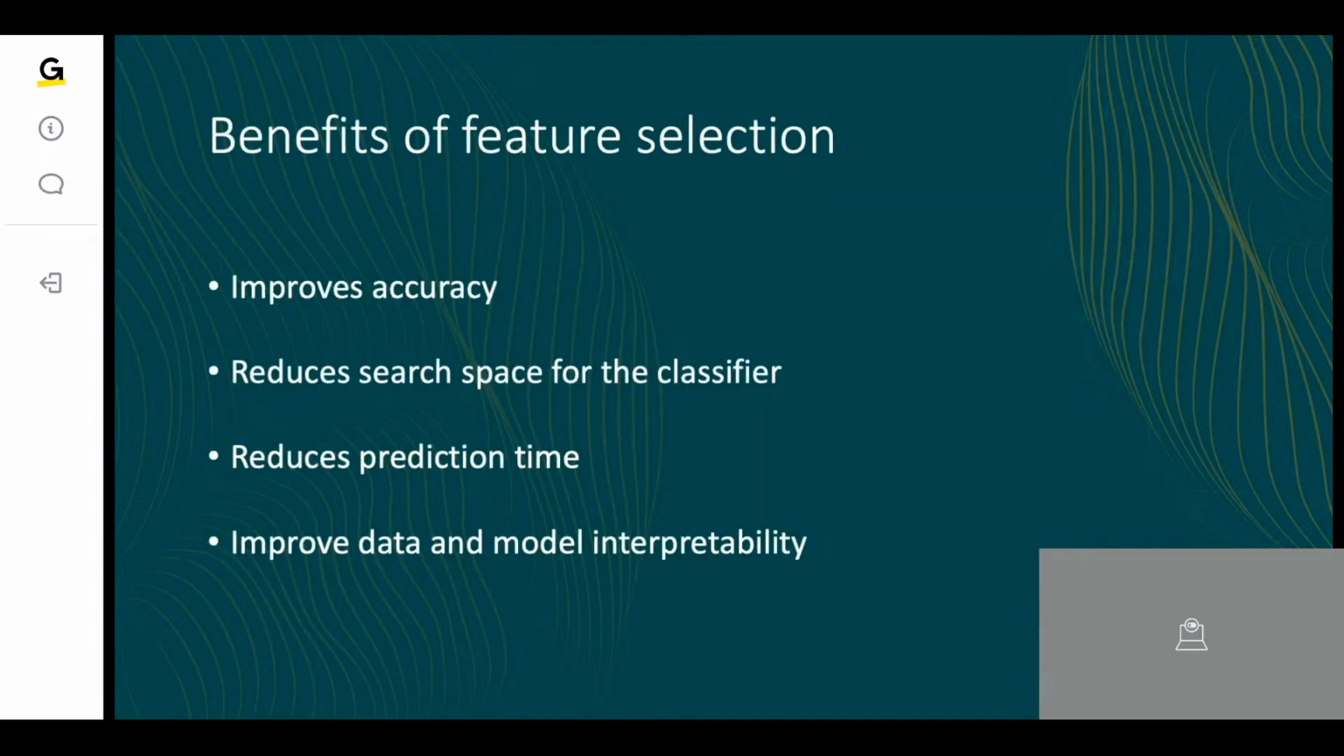Yeah. So overall, feature selection has multiple benefits. It improves the overall accuracy of your models. It reduces the search space that the classifier has to search for in terms of the features.